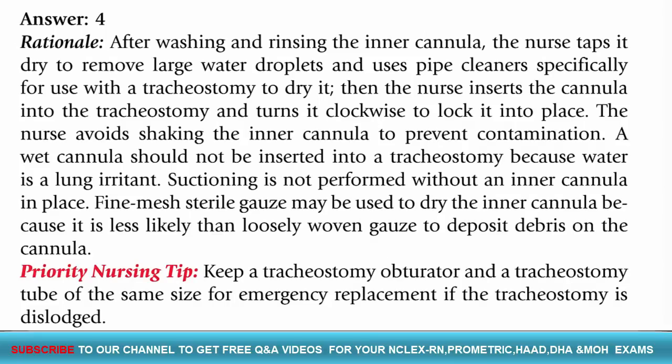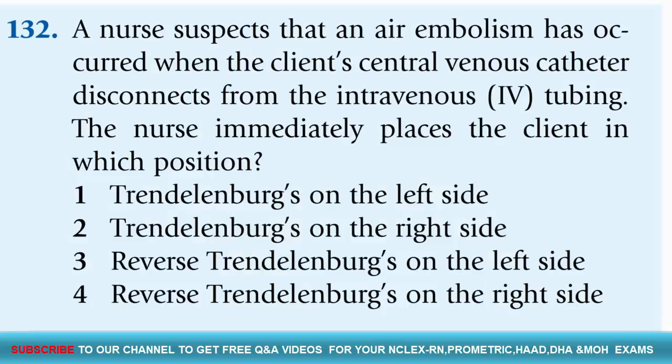Answer 4. Rationale. After washing and rinsing the inner cannula, the nurse taps it dry to remove large water droplets and uses pipe cleaner specifically for use with a tracheostomy to dry it. Then the nurse inserts the cannula into the tracheostomy and turns it clockwise to lock it into place. The nurse avoids shaking the inner cannula to prevent contamination. A wet cannula should not be inserted into a tracheostomy because water is a lung irritant. Suctioning is not performed without an inner cannula in place. Fine mesh sterile gauze may be used to dry the inner cannula because it is less likely than loosely woven gauze to deposit debris on the cannula.